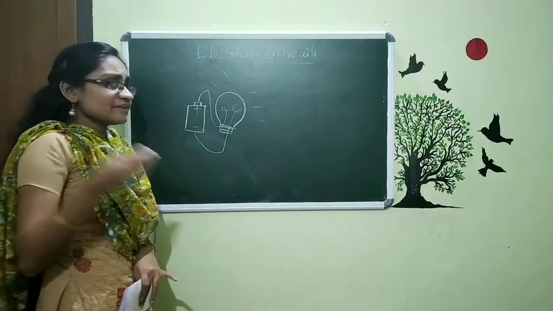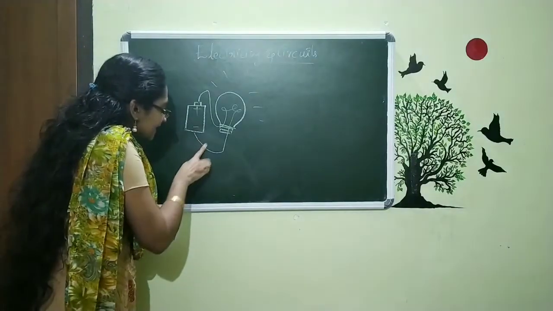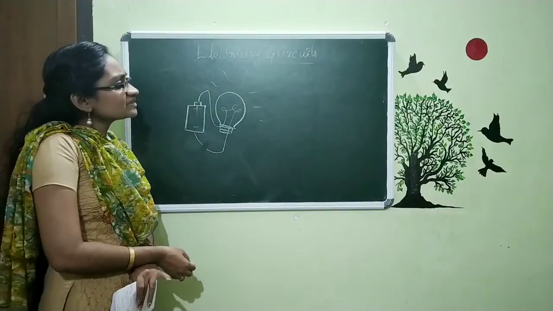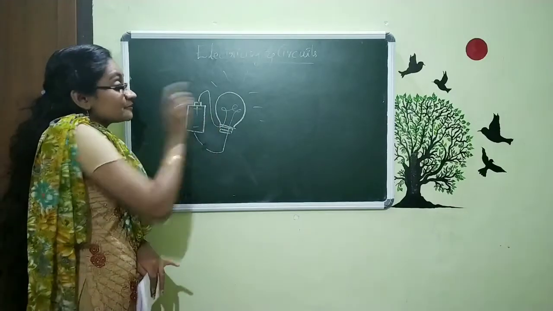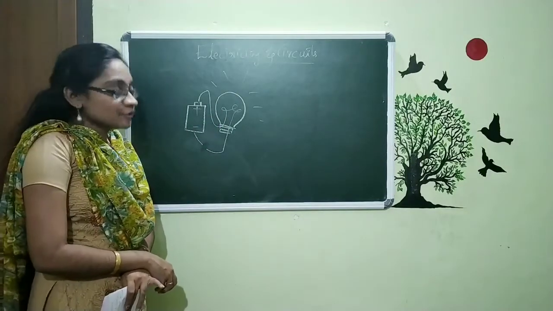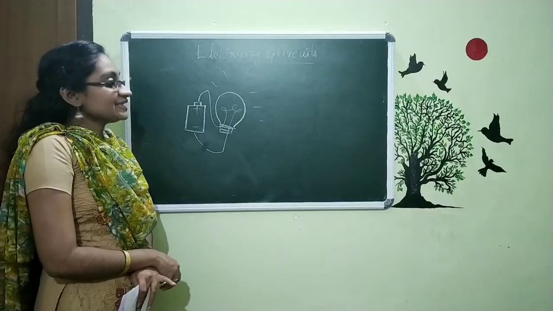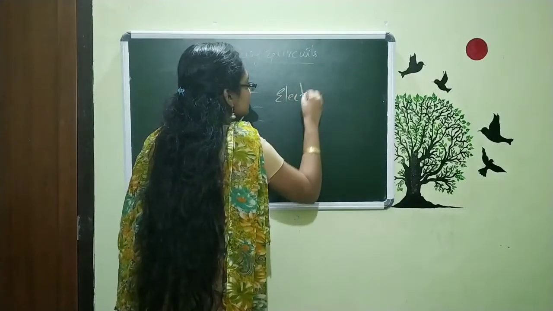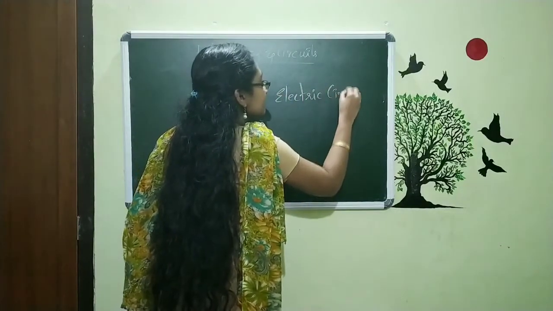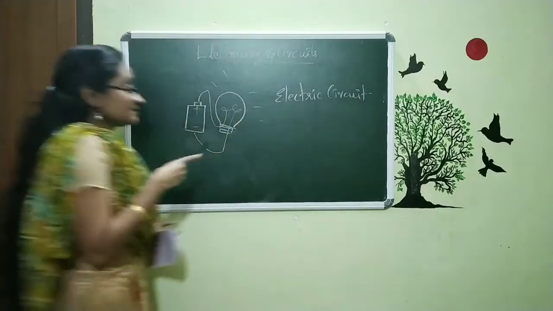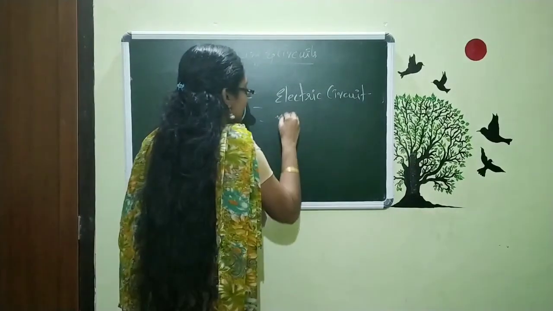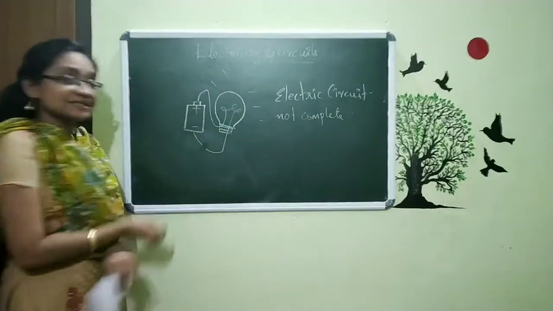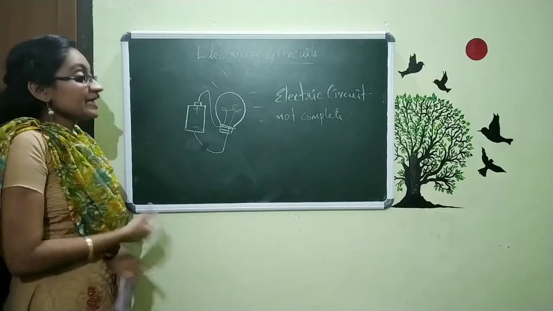And if I take a scissors and make a break here, now what happens? Will this bulb glow? No. Why? The reason is this. Here the electric circuit is not complete. Here you can see one gap is there.